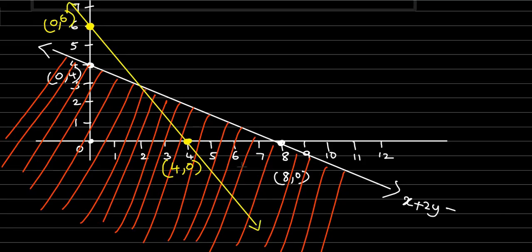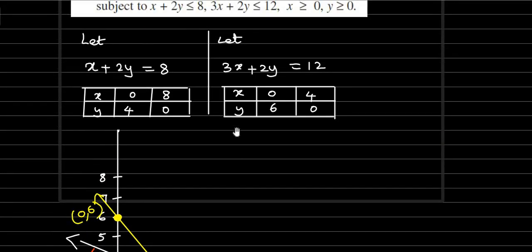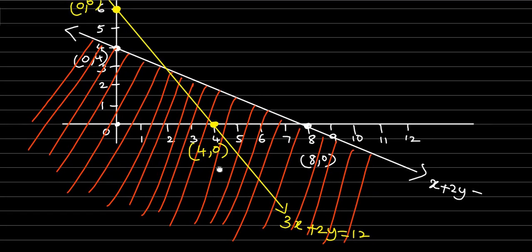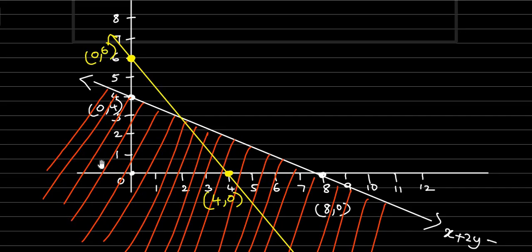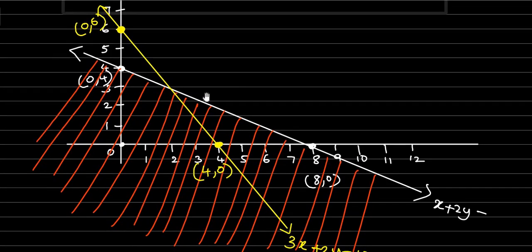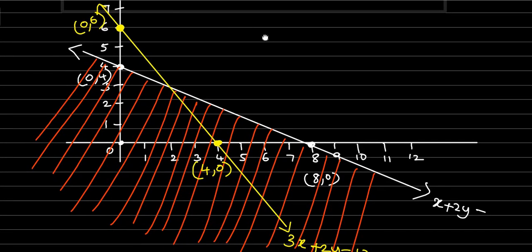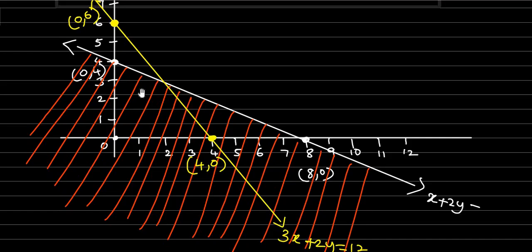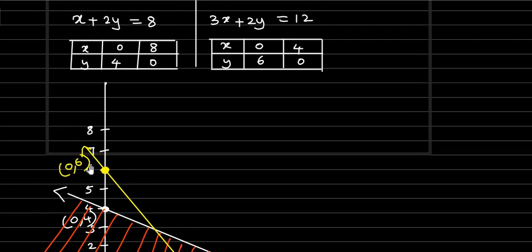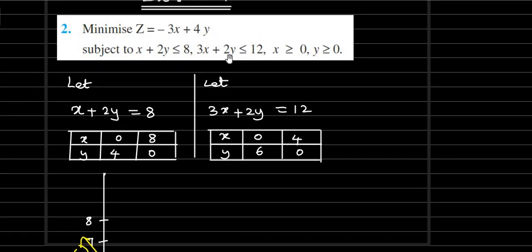So what is the equation of this particular line? 3x plus 2y equal to 12. So after drawing the line of 3x plus 2y equal to 12, forget about the previous one. Okay. So after drawing this particular yellow line, you can see the graph is dividing into 2 portions again. One is above this side and the other one is below this side. Now we have to identify where the solution lies for the given inequality.